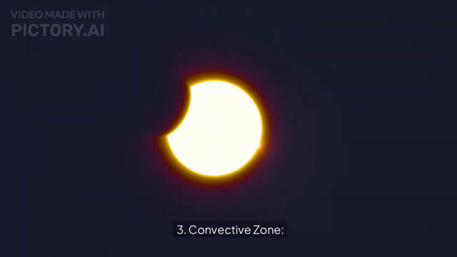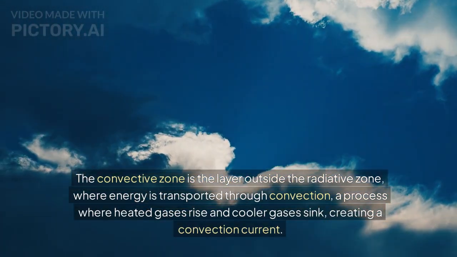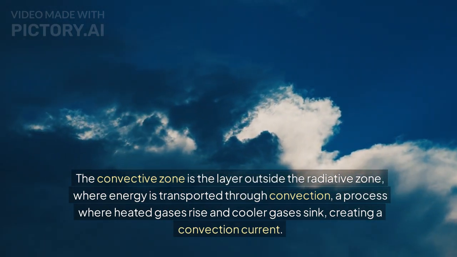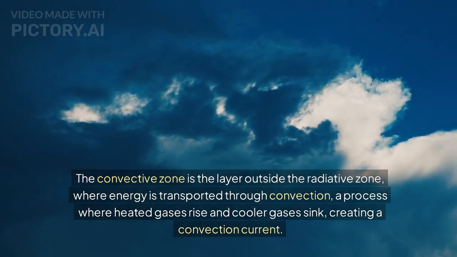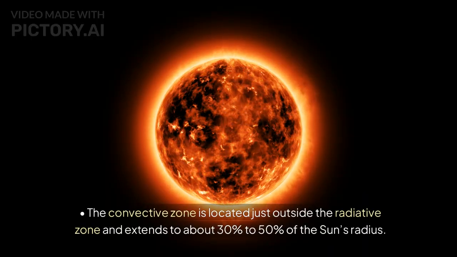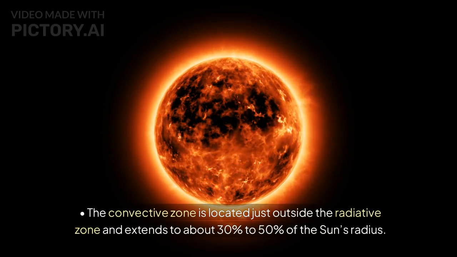3. Convective zone. The convective zone is the layer outside the radiative zone, where energy is transported through convection, a process where heated gases rise and cooler gases sink, creating a convection current. 1. Location. The convective zone is located just outside the radiative zone and extends to about 30% to 50% of the Sun's radius.